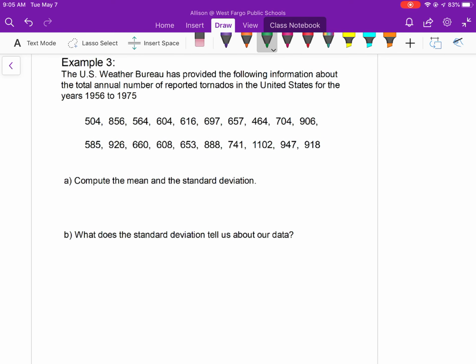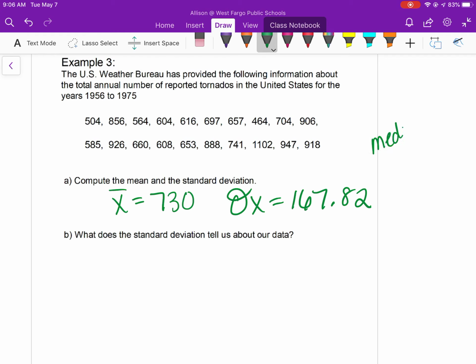The last one is on the U.S. Weather Bureau, which has provided the following information: the total annual number of reported tornadoes in the United States from 1956 to 1975. So we put this data in our calculator, and I ran the one variable statistics, and I found that the average number of tornadoes for those years was 730, and the standard deviation was 167.82. I also calculated the median. The median for this data was 678. I'll come back to that in a second.